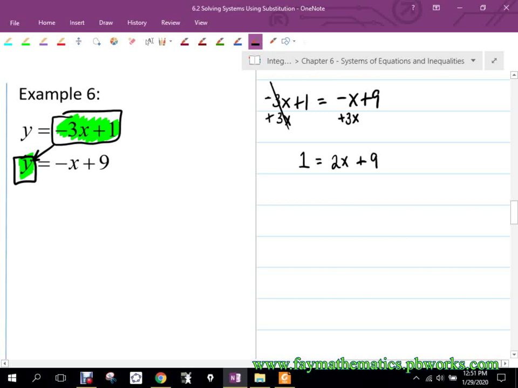Remember our overall process here. We want all our variables on one side. Did that get all our variables on one side? And then everything else needs to be on the other side, right? So I need to subtract 9. So now I get negative 8 is equal to 2x, right? So now what do you do? Divide by 2. I get negative 4 is equal to x, right?